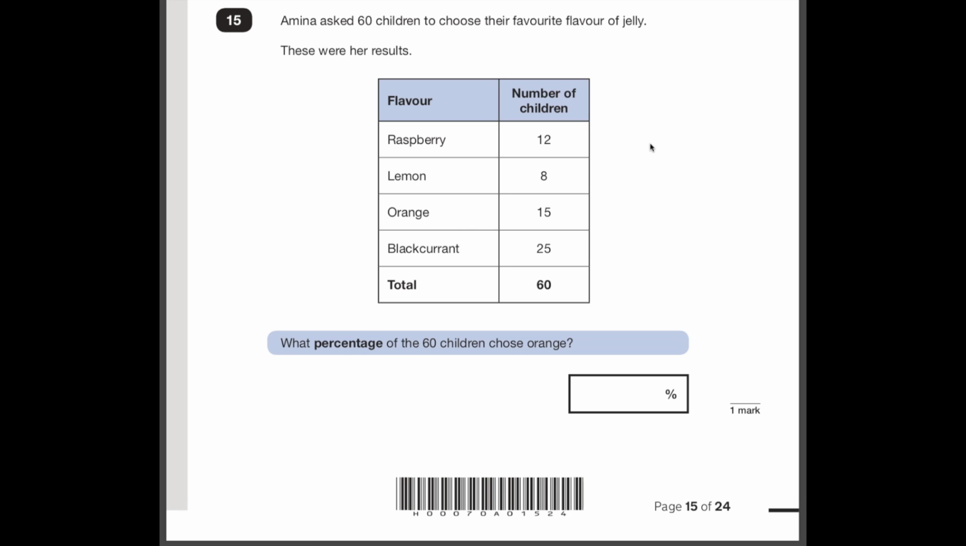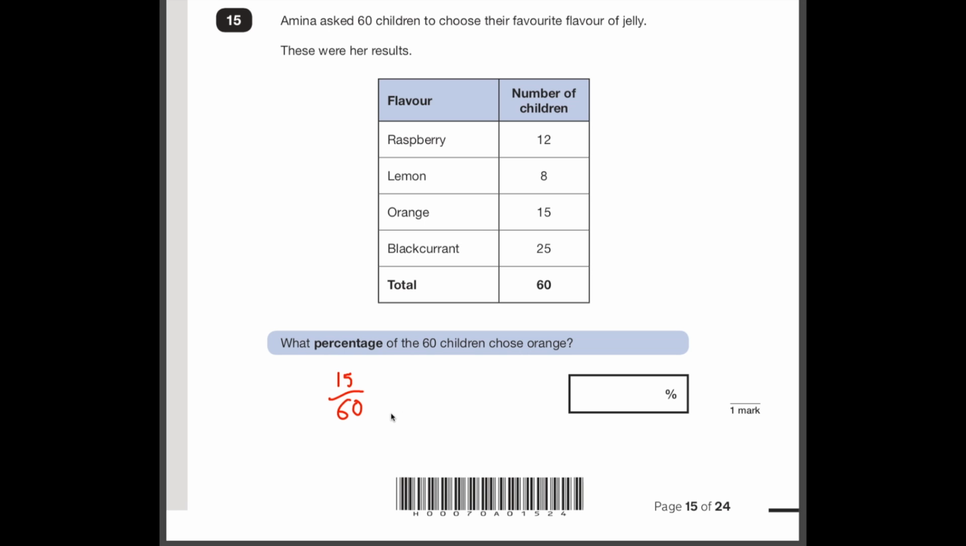These were her results. What percentage of the 60 children chose orange? Okay, so we have a total of 60 children, and we know that 15 of those chose orange. So what we need to do is try and work this out as a percentage. So it would be 15 children out of the total, which is 60, and we need to convert this fraction to a percentage. What I would recommend you do first is to cancel it down so that we can find something with a denominator that we can multiply to reach 100.